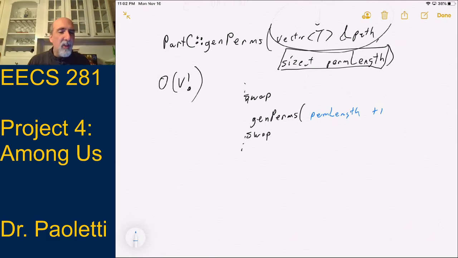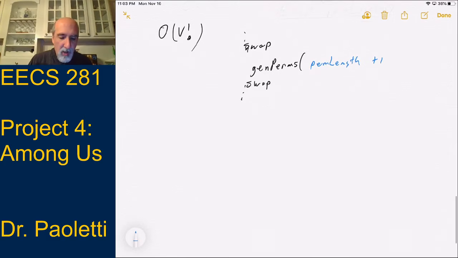So what you're basically doing is every time you make a call to GenPerms, you're saying, let's try out a new vertex, adding it to the path. So I started out with, say, vertex 0. Then I tried adding vertex 1 to it. And then when I made another recursive call, I said, hey, let's try adding vertex 2 to the path.